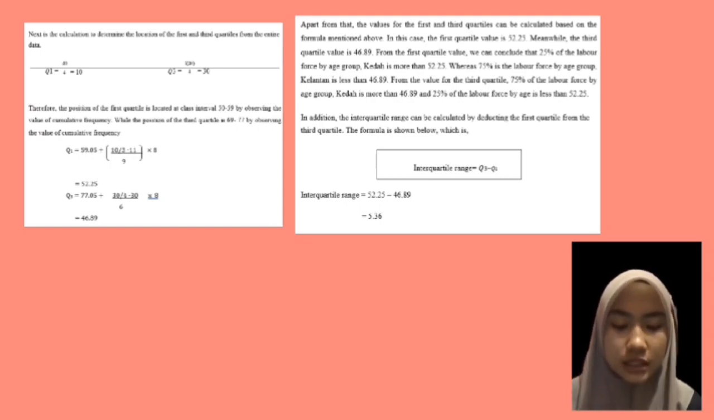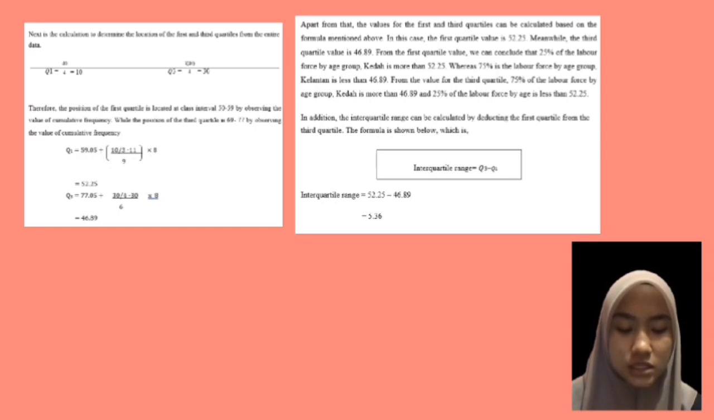In addition, the interquartile range can be calculated by deducting the first quartile from the third quartile. The formula is shown below, which is interquartile range equal Q3 minus Q1. Interquartile range equal 52.25 minus 46.89 equal 5.36.